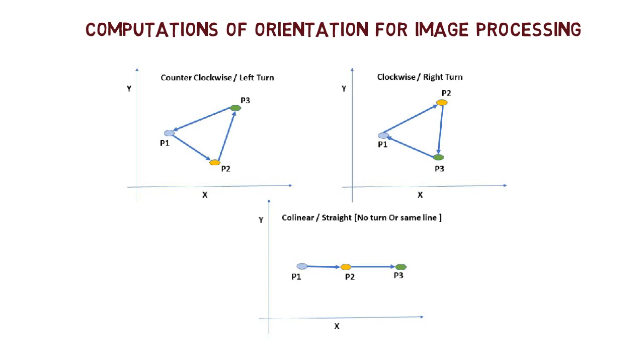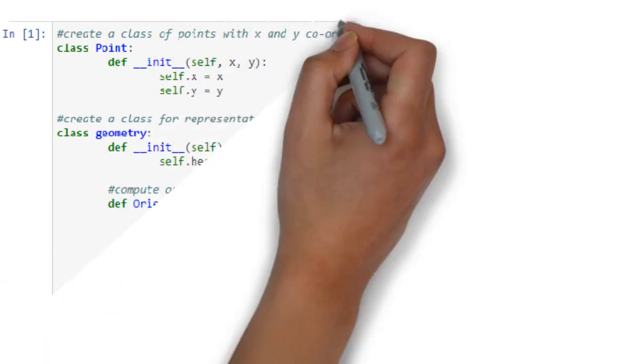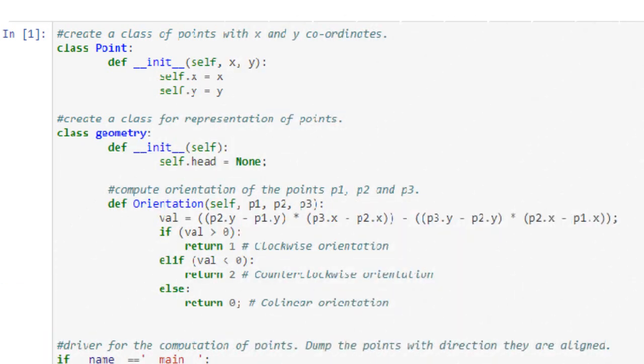The orientations of the points in a triplet shall be either counterclockwise, which is left turn, or clockwise, the right turn, or collinear, which has no turn, assumed to be on the same line. We shall now jump into the Python code and see its implementation.